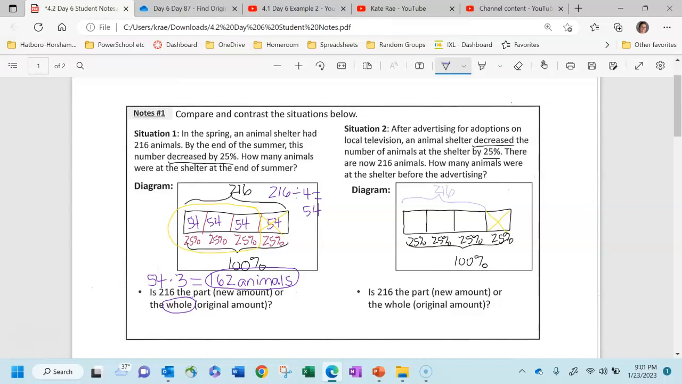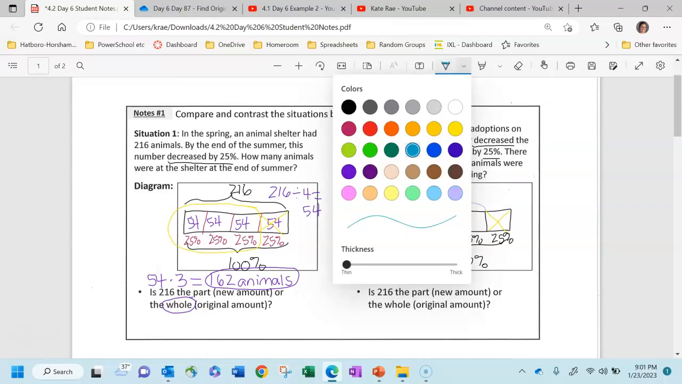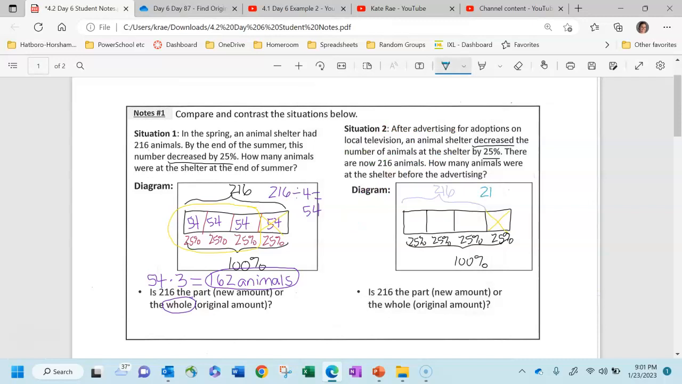So to figure out what number goes inside each box in our tape diagram, I'm going to take my 216 animals, and this time I'm going to divide by 3 boxes. So 216 divided by 3 is equal to 72. So this time in my tape diagram, each of the 4 boxes gets filled with a 72. And the question they were asking us was how many animals were at the shelter before the adoptions happened. That means they want to know the original amount, which means we have to take our 72 animals per box times all 4 boxes, and the answer there is 288 animals.